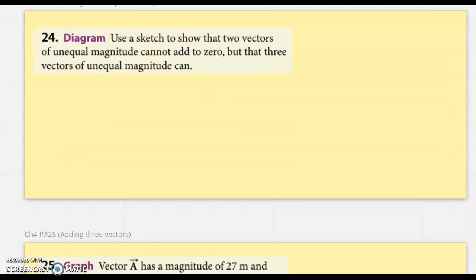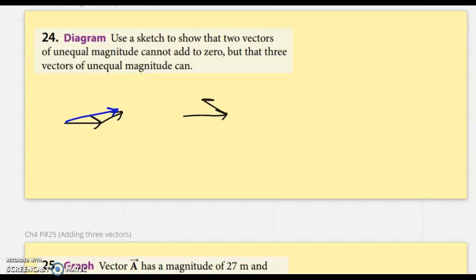So in 24, I'm supposed to use a sketch to show that two vectors of unequal magnitude cannot add to 0. This problem's a little bit flawed because I'd have to draw sketches forever to show that it can't, and I still would never have every case covered. But I can show you one or two here. So if I have two vectors of unequal magnitude, maybe there and there, they're unequal magnitude because they're two different lengths. Of course they don't add up to 0, right? No. Now, if they were pointing backwards, maybe they would have a chance.